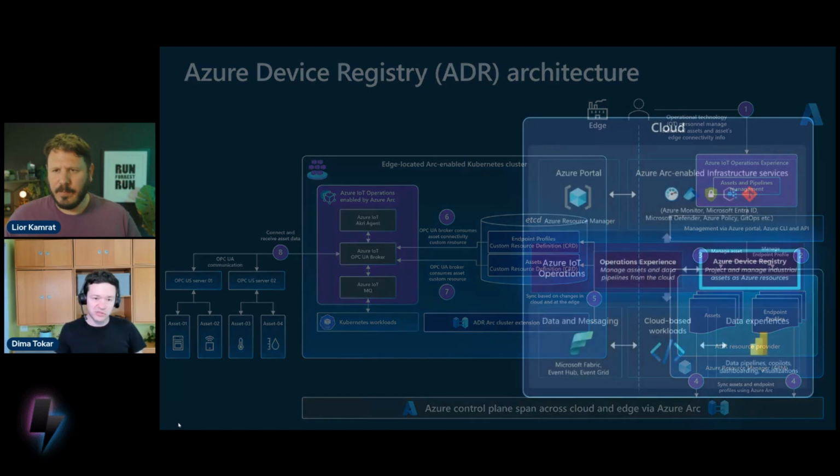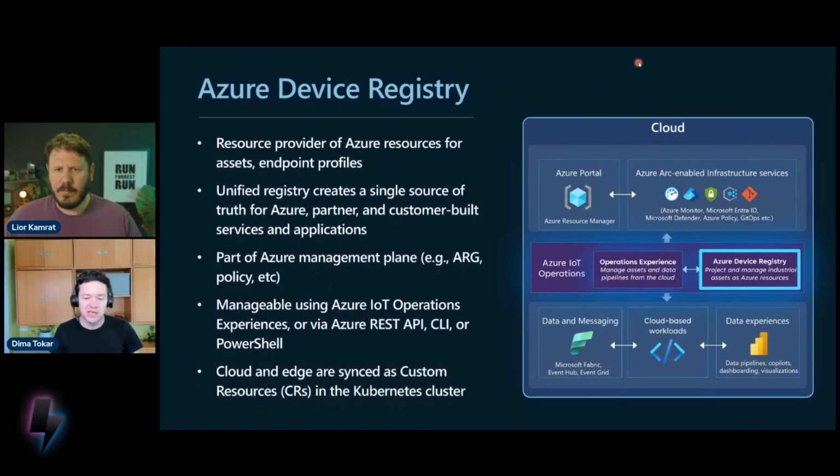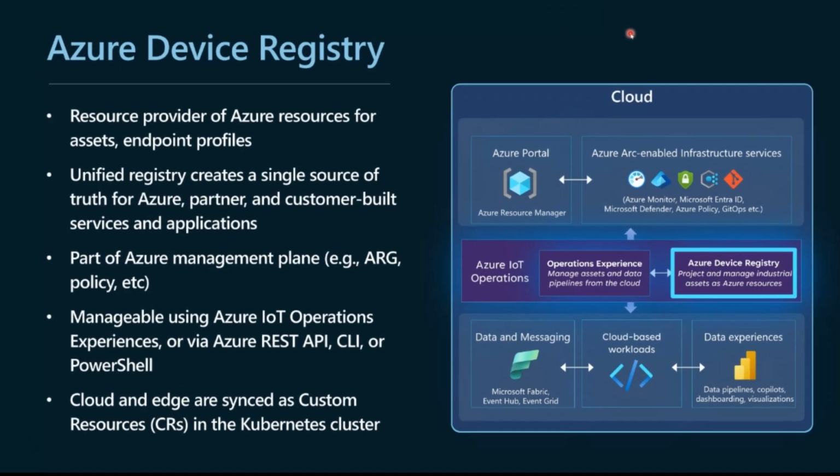So let's dive in a little bit. A very high-level look at what ADR is, and then we'll talk a little bit about those assets and endpoint profiles that are the foundation of this cloud-to-edge capability that we're talking about here. ADR, in the simplest form, is a resource provider of Azure resources for these assets and endpoint profiles. What makes ADR super interesting, as you alluded to earlier, Lior, is that it is a resource provider that enables the projection of those edge industrial assets into Azure as Azure native resources.